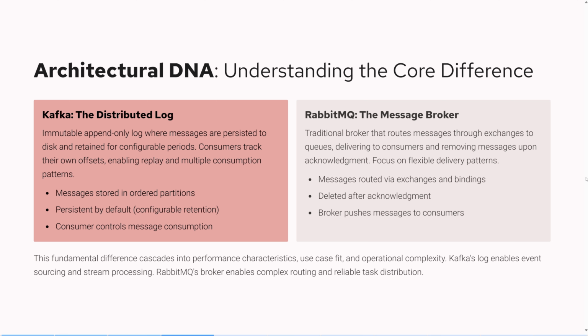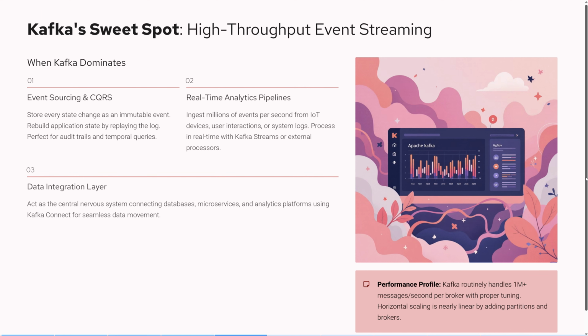RabbitMQ follows a more traditional message broker model. Messages are published to exchanges, routed to queues, and then pushed to consumers. Once a consumer acknowledges a message, it is removed from the queue. The broker controls message delivery, not the consumer. This model is ideal when the goal is to make sure a task is delivered and processed exactly once. For instance, when you send a background job to resize an image or send an email, once the worker confirms completion, the message disappears. This architectural difference cascades into everything else, including performance, scalability, and operational complexity.